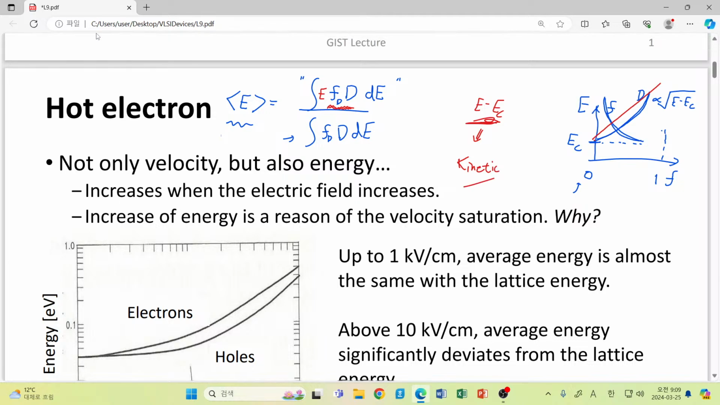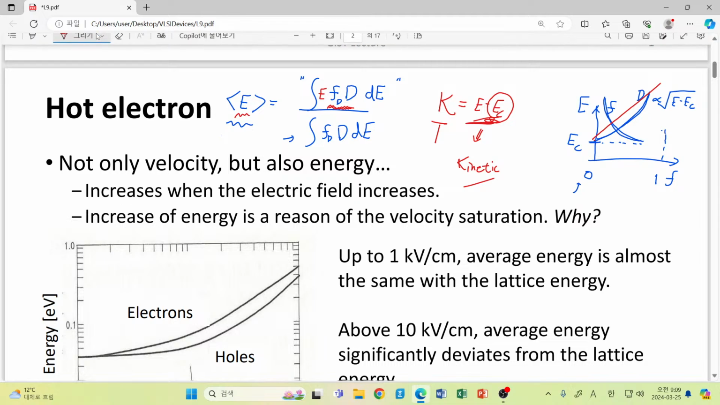Of course E here means the total energy, considering both potential energy and kinetic energy. However, EC, the conduction band minimum, is the energy of an electron whose velocity is quite close to 0. So we can treat this E minus EC quantity as a realization of kinetic energy, K, or sometimes written as T, whatever.